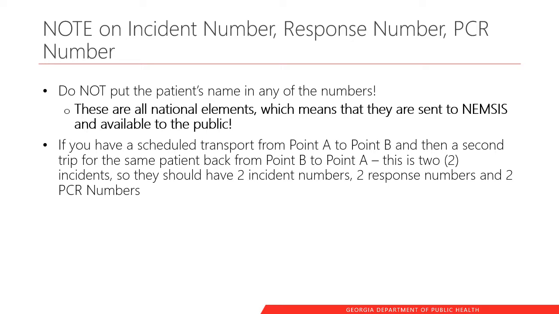Okay. Another point, if you have a scheduled transport from point A to point B for a patient, and then a second one later in the day for that same patient back from point B to point A, that's 2 incidents. So it's not like a continuation of one incident. You actually have to submit 2 PCRs on that one. So it's 2 incident numbers, 2 response numbers and 2 PCR numbers, because even if it was the same vehicle, it's a different response the second time, the second trip, the second part of that round trip during the day. So those do need to be separated.